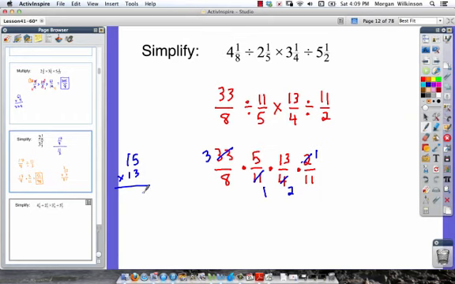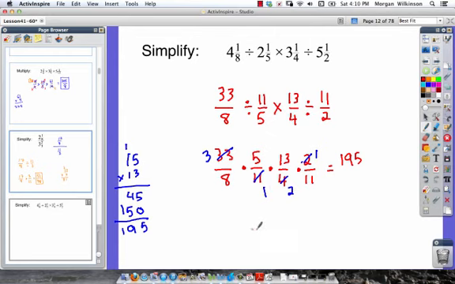3 times 5 is 15. We're going to carry that 1. 3 times 1 is 3, plus 1 more is 4. We've got our 0 placeholder. 1 times 5 is 5. 1 times 1 is 1. We're going to get a grand total of 195. So there's our numerator, 195. Our denominator, 8 times 1, which is 8.